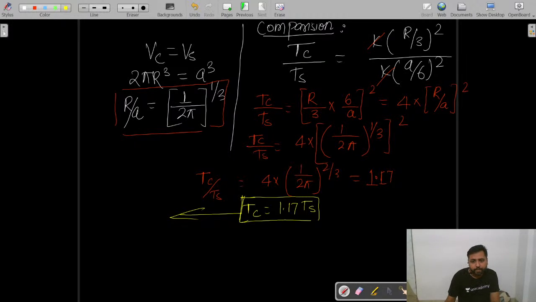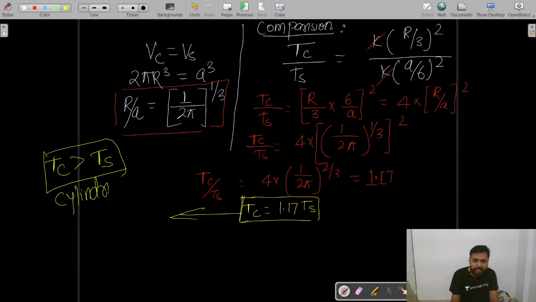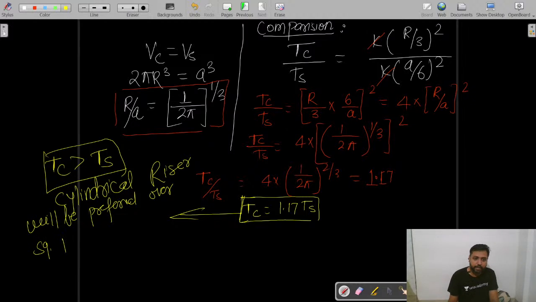You see, whose solidification time is more? Solidification time of cylindrical is more than a square parallelopiped. So cylindrical riser will be preferred over a square parallelopiped riser.